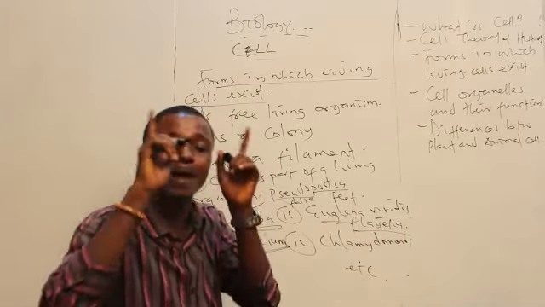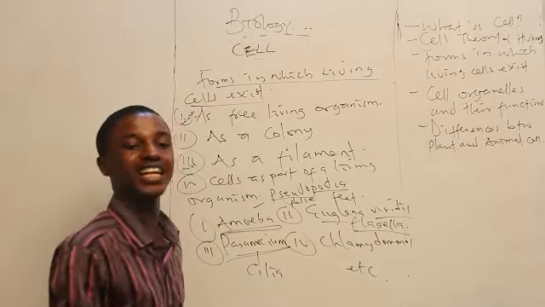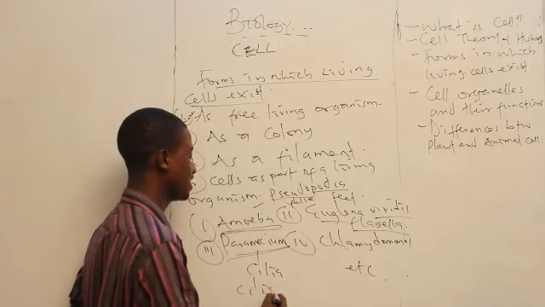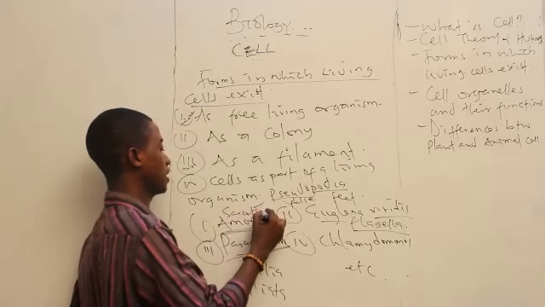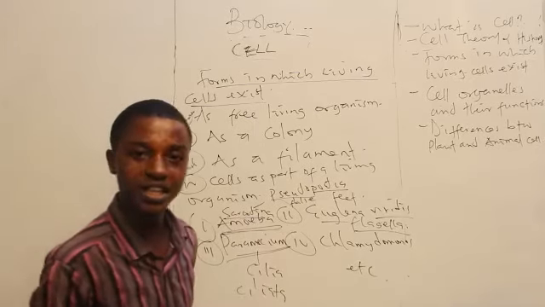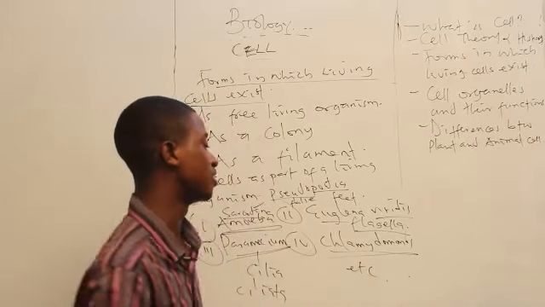We have the Paramecium. Paramecium has a slipper shape. It moves with the aid of the cilia. It belongs to the class Ciliata. Amoeba belongs to the class Sarcodina. Are you with me? Sarcodina and Ciliata. And lastly, we have what we call the Chlamydomonas.